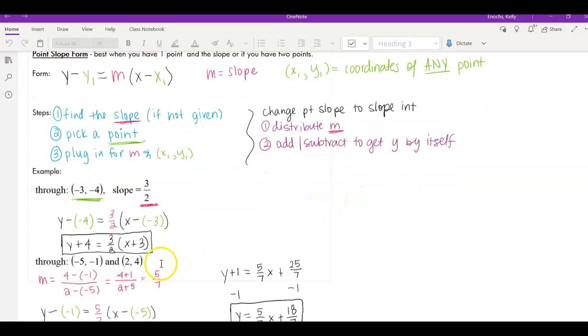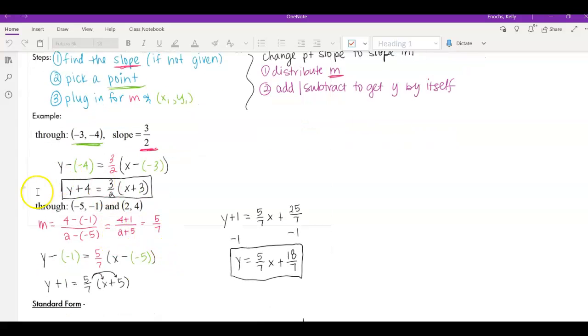So if I take a look at my next practice or example problem, you'll see right here, first I had to go through and find my slope. So I took y2 minus y1, x2 minus x1, subtracted those, and got 5/7. Then I picked any one point. In this case, I picked the -5, -1. But if you wanted to pick 2, 4, you could totally do that. Plug that in for your y1, x1 values, and I got y plus 1 equals 5/7 x plus 5. So there's the equation in point slope form.